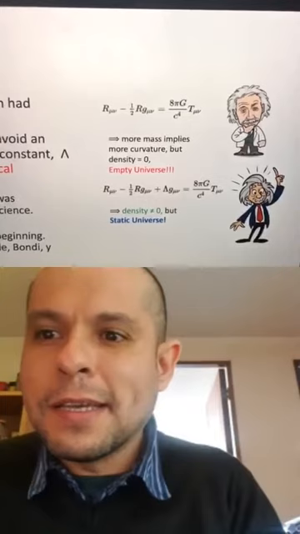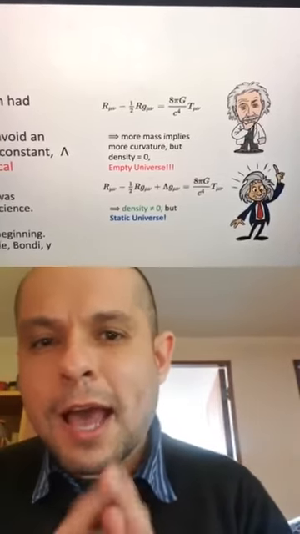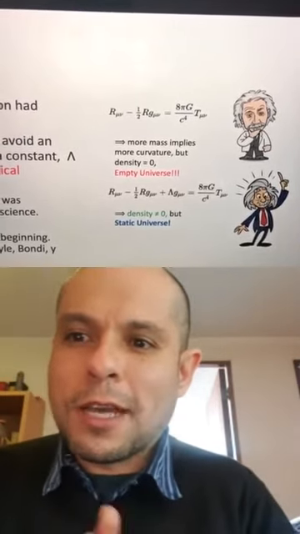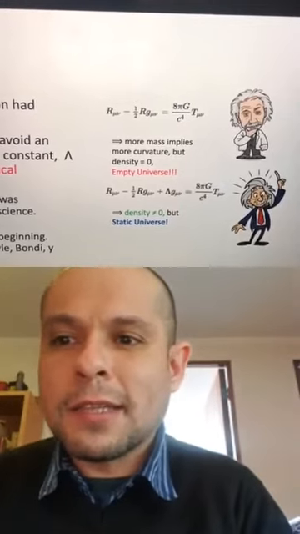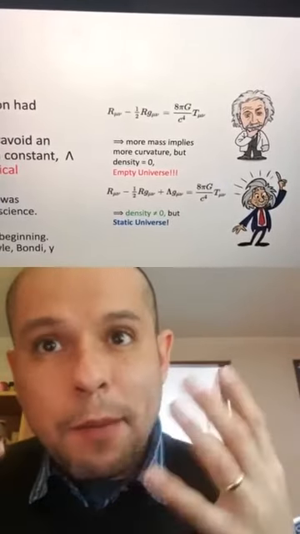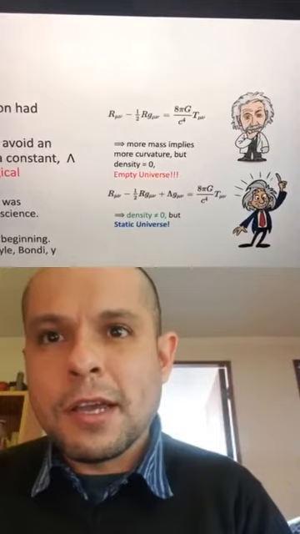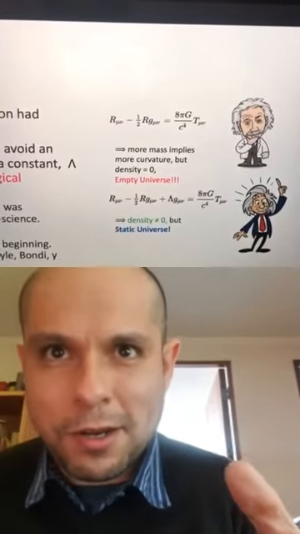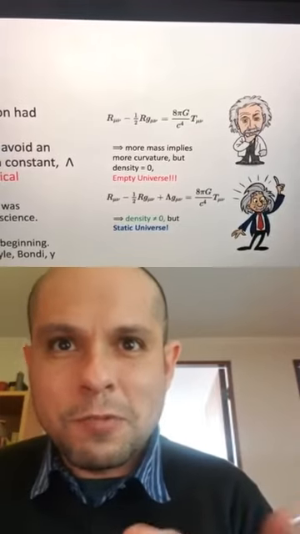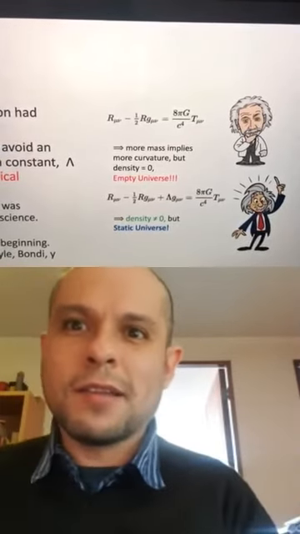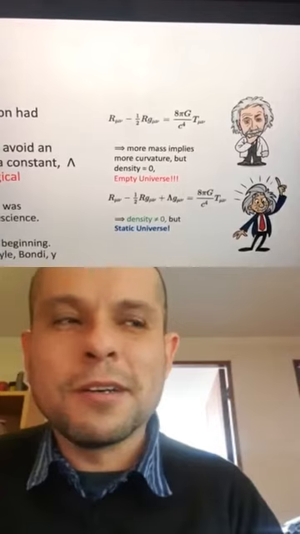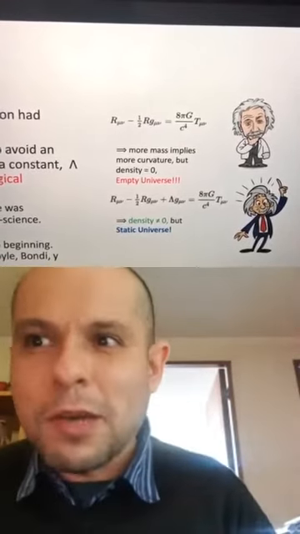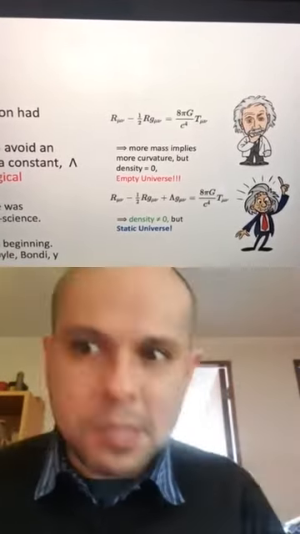But the problem that Einstein had is that this equation implied that the density of the universe, that is, the amount of matter the universe has, was equal to zero. That means that nothing exists in the universe, which is obviously wrong. I mean, you guys are here, I'm here also, and there is the air, the Milky Way, whatever. It cannot be empty space.